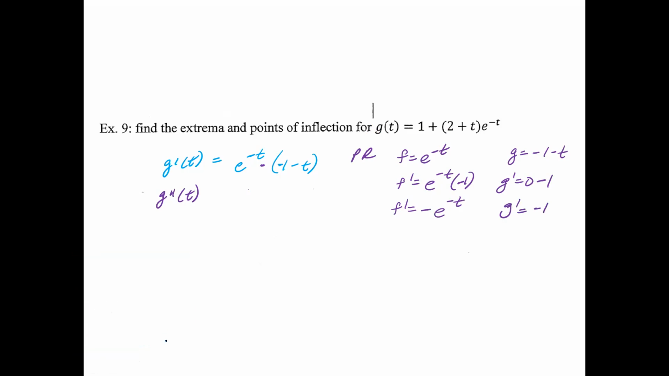Okay, so now let's go ahead and plug this into the equation here. F prime times g. So here's your f prime times g. So you could distribute this actually. A negative times a negative is a positive. So a positive e to the negative t. And negative e to the negative t times positive t is going to be a positive t e to the negative t. So that is going to be the first part, okay?